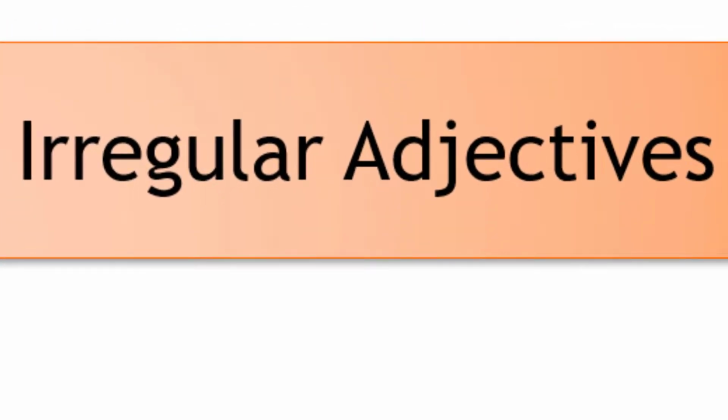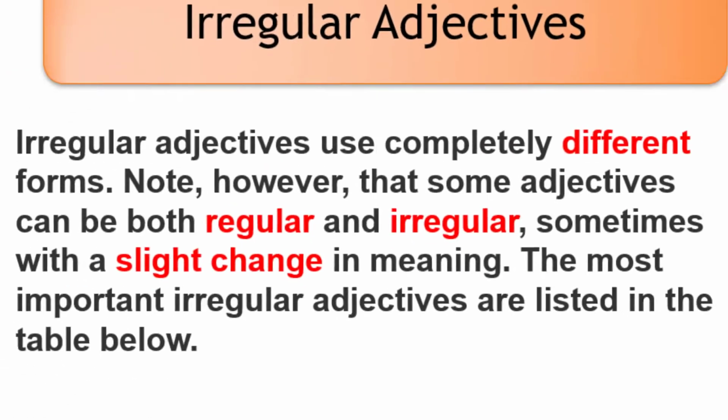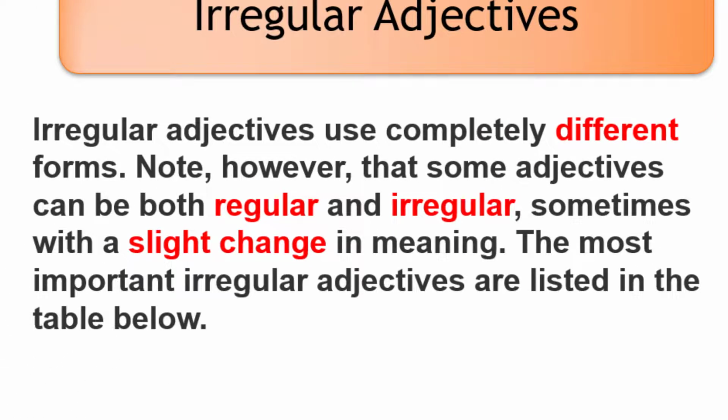Now we reach the third situation of adjectives, which are called irregular adjectives. So irregular adjectives use completely different forms. Note, however, that some adjectives can be both regular and irregular, sometimes with a slight change in meaning. The most important irregular adjectives are listed in the table below.